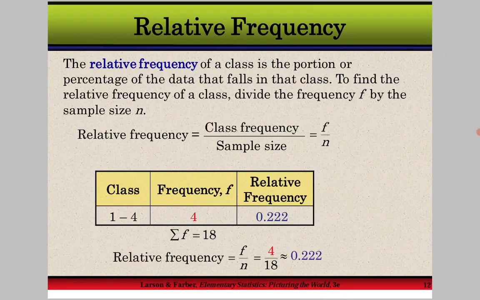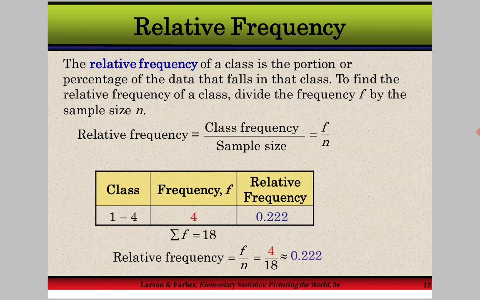Relative frequency: the relative frequency of a class is the portion or percentage of the data that falls in the class. To find the relative frequency of a class, divide the frequency f by the sample size n. So relative frequency is equal to class frequency divided by sample size, that is f by n. For the class 1 to 4, frequency f is 4, and the relative frequency is 0.222. How do we find it? Relative frequency is equal to f by n.